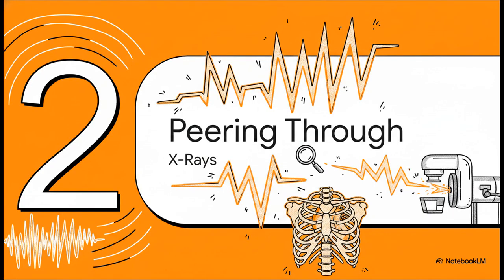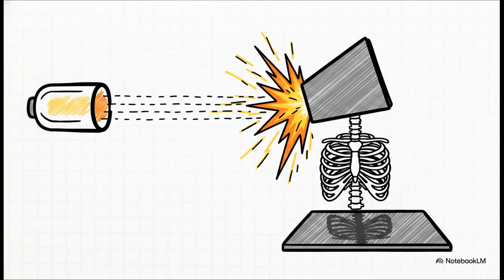Moving right along to Section 2, peering through with X-rays. All right, let's shift gears from high-frequency sound waves to high-energy electromagnetic radiation. Unlike ultrasound, which reflects off boundaries, X-rays are fundamentally designed to pass right through the body.